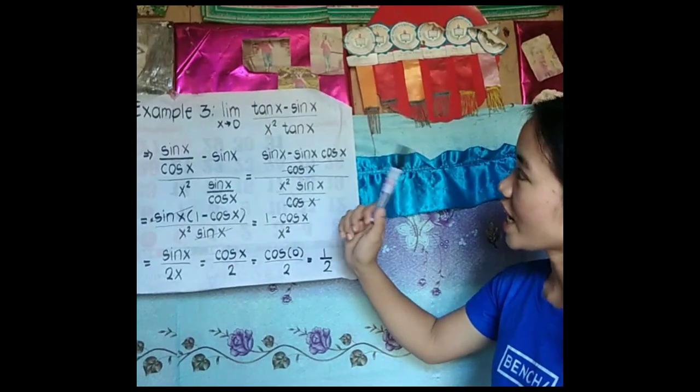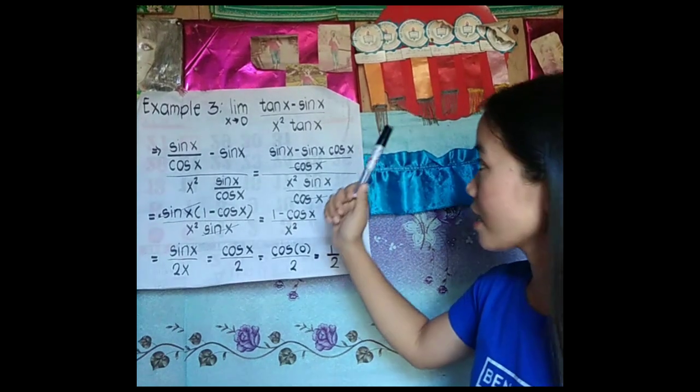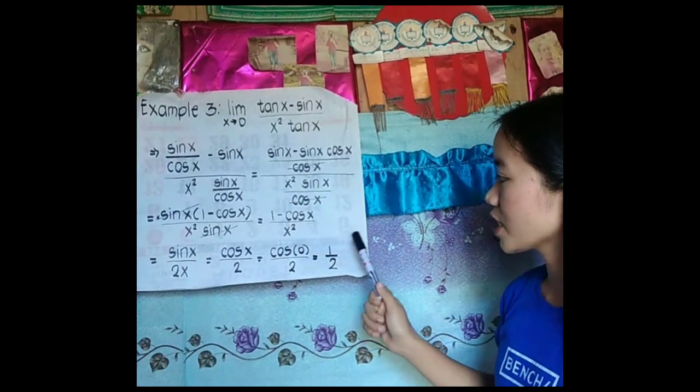So, the limit of (tan x minus sin x) all over (x squared tan x), as x approaches 0, the result is 1/2.